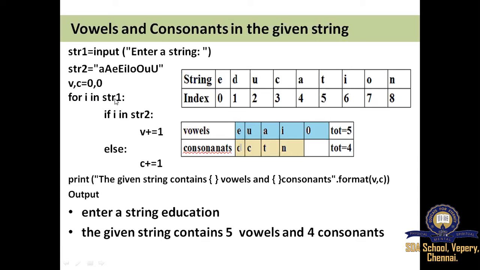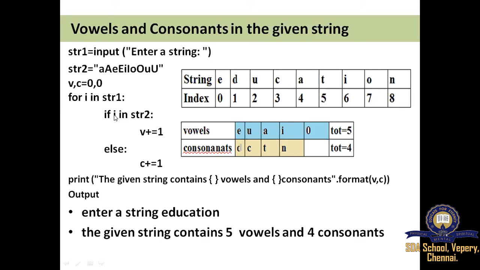What's the first character present in str1? In str1 of 0, we have E. It will fetch E and store it in I. Then the loop will be executed. It will come inside your for loop, where we have an if statement. If I in str2, here in is called the membership operator. It is going to determine whether the string present in I is also present in str2.